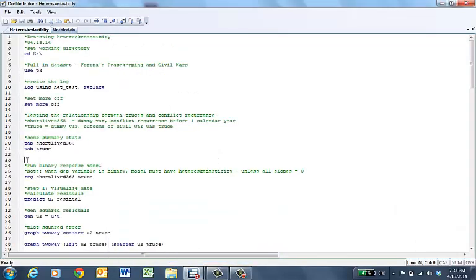We're going to run a binary response model, so both of these variables are binary. Our y variable is going to be binary. It's important to note that when the dependent variable is binary, the model must have heteroskedasticity unless all the slope parameters are zero. So it's very likely that we're going to find heteroskedasticity in our model.